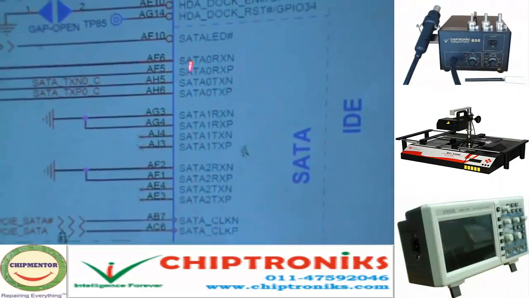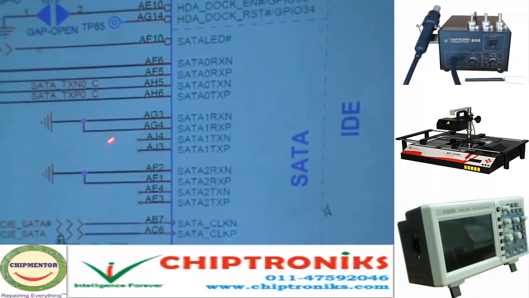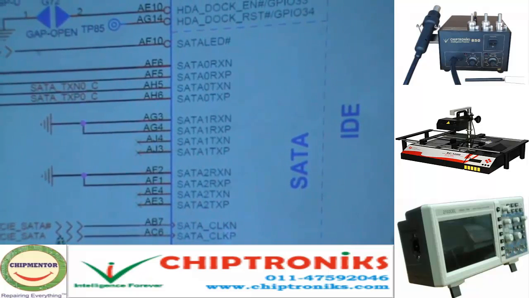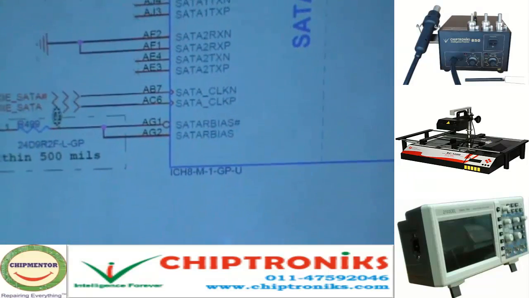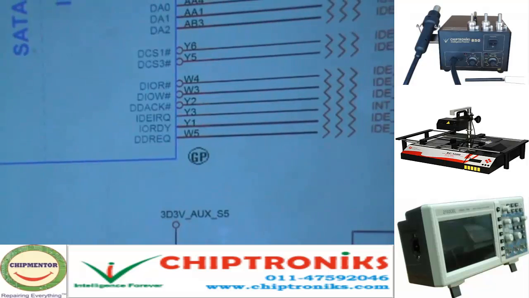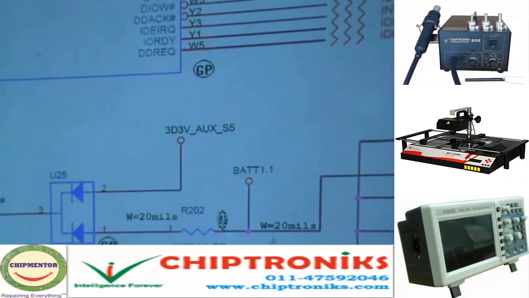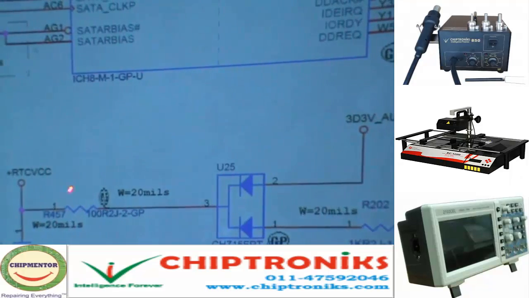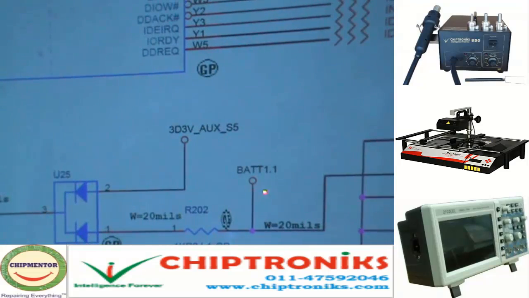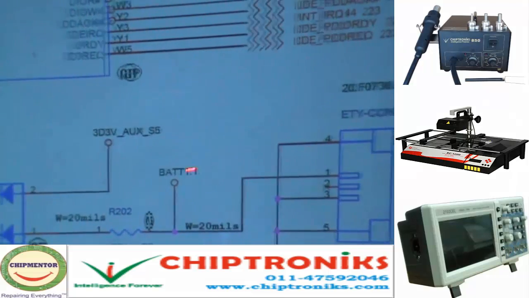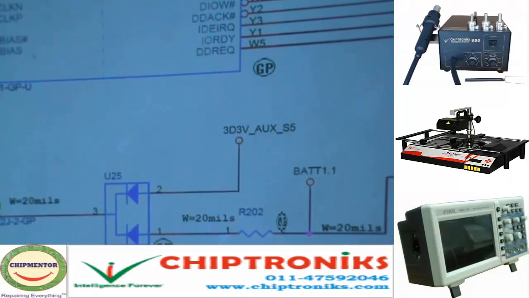Similarly, the important signals in this portion, these are not important. Here, ICH 8 has 3 SATA controllers, but here 2 are dummy, 1 is used because the IDE DVD ROM is used. This is basically showing RTC VCC from the CMOS battery, BAT 1.1. This is the CMOS battery connection.